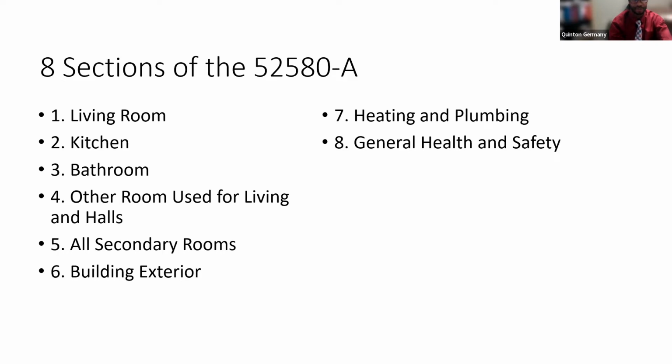Now, our administration plan or administrative plan actually can give a little bit more guidance to some of the rules and the acceptability of these rules, but this is going to be the base of it. So we have the living room, the kitchen, the bathroom, other rooms used for living and halls, secondary rooms. Secondary rooms will be like closets, building exterior, heating and plumbing, and general health and safety.